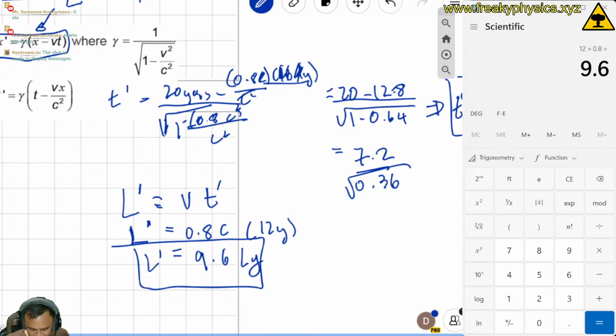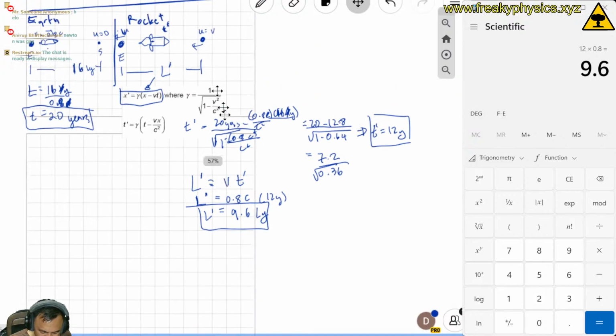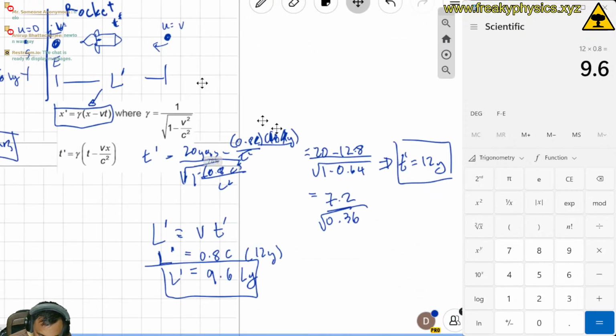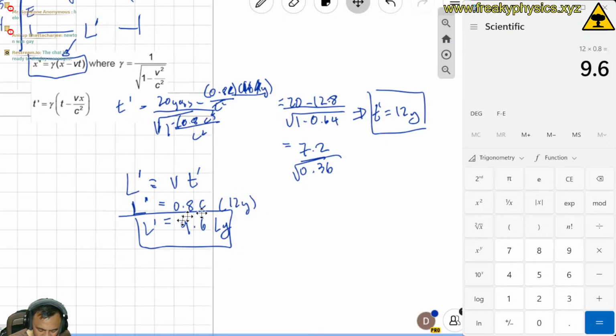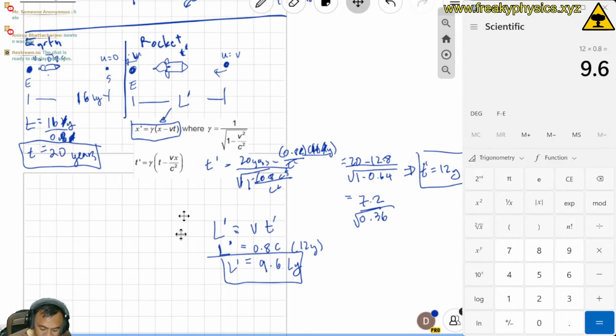Since we're just looking for the time, we actually just had to stop at 12 years. But I just wanted to calculate L prime to see what's happening. The length contracted, but the time that it takes for the rocket is also going to get shorter because of the length being contracted.